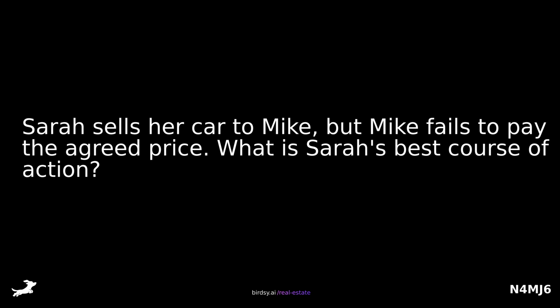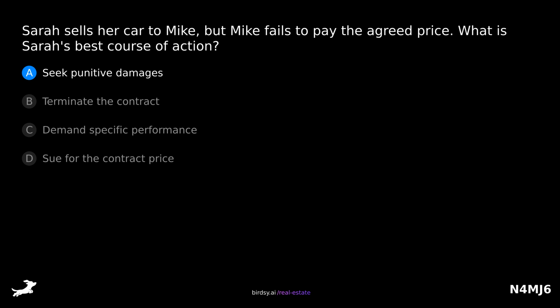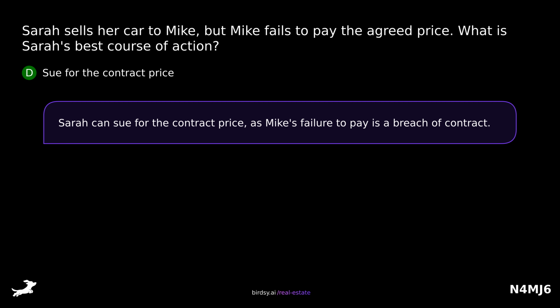Sarah sells her car to Mike, but Mike fails to pay the agreed price. What is Sarah's best course of action? Is it A, seek punitive damages? B, terminate the contract? C, demand specific performance? Or D, sue for the contract price? The answer is D, sue for the contract price. Sarah can sue for the contract price as Mike's failure to pay is a breach of contract.